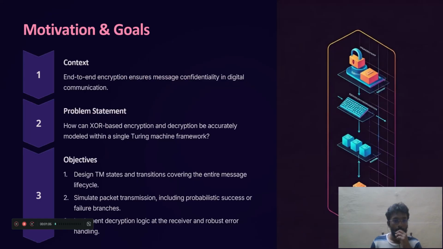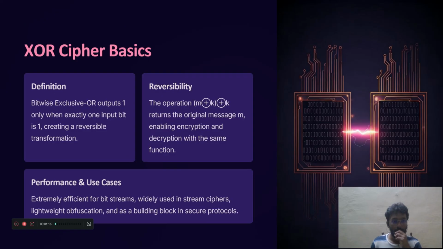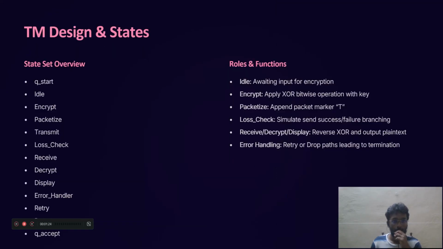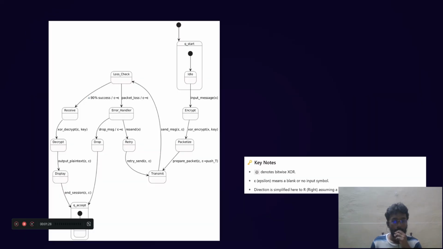And we have our problem statement: how can XOR based encryption and decryption be accurately modeled with a single Turing machine framework? So we are going to do that. We are going to look at a framework of how it happens, and I'll then go into how the encryption and decryption happens in real time. So this is the state set overview, and this is the general diagram of how it happens.